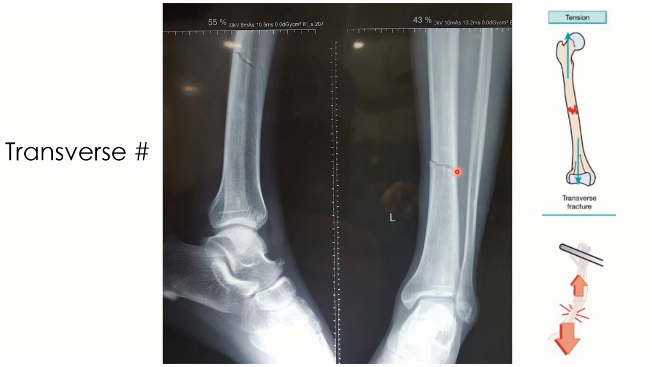The fracture pattern is a straight line that runs perpendicular to the long axis of the bone. It can happen to any bone in the body, but usually it affects the long bones like the femur, tibia, fibula, and humerus. Usually it is seen after trauma like a fall or an accident.